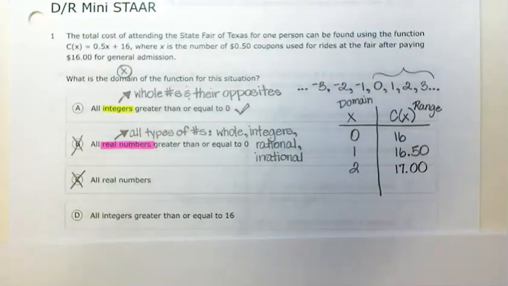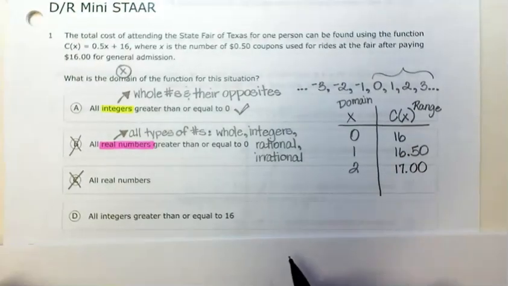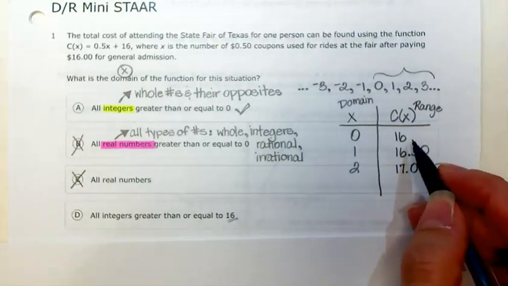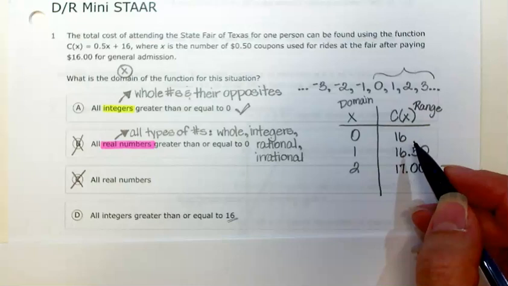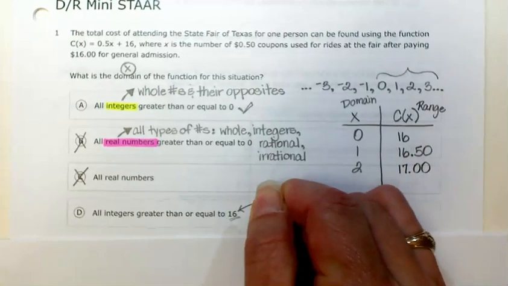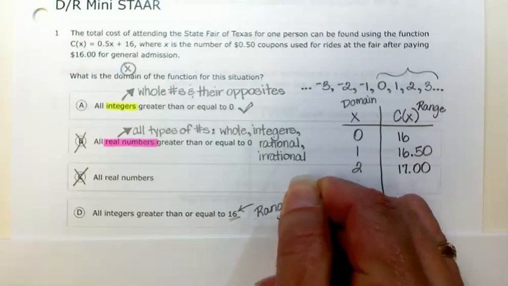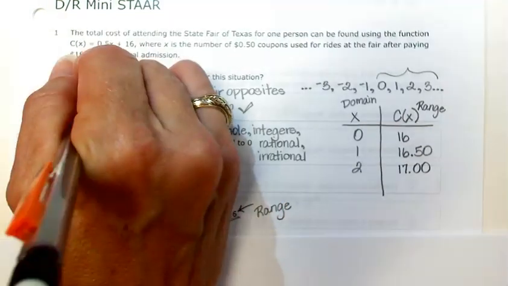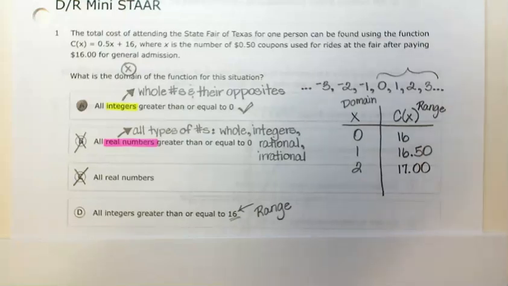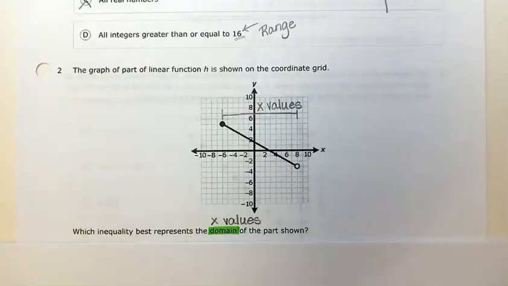All integers greater than or equal to 16. Okay, 16, they're trying to be like, hey, it's 16. But 16 is the smallest range value, and they're asking about domain. So range starts at 16. The only thing that makes sense is answer A. Okay, you've got to remember what integers and real numbers are. All right, let's go to the next one.